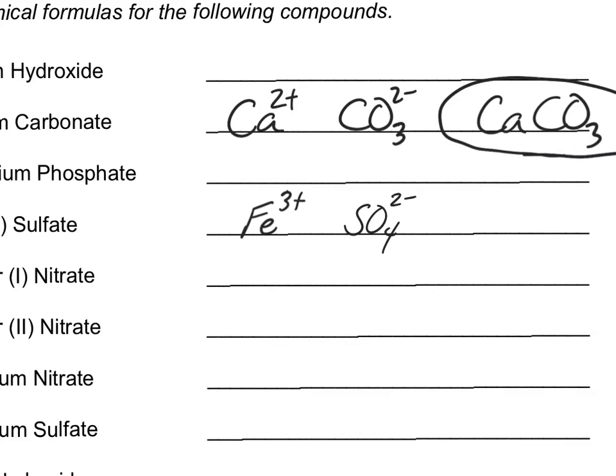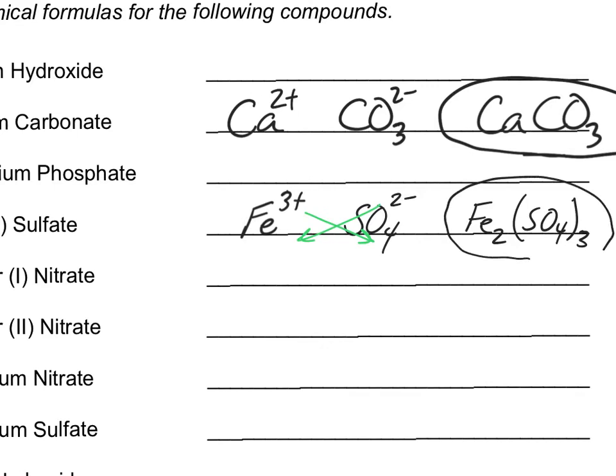We could do this handy crisscross method that I told you about, this trick that works. And if we do that, then our formula comes out to be Fe with a subscript 2. And now I'm going to need parentheses with the sulfate ion because I'm going to need 3 of those. All right. This is the answer. I have 2 iron ions. I have 3 sulfate ions.